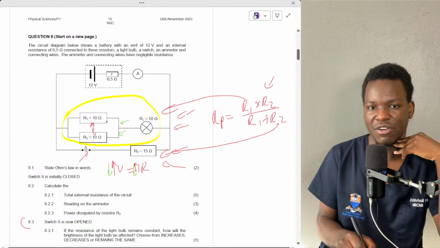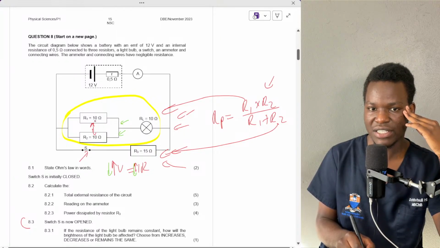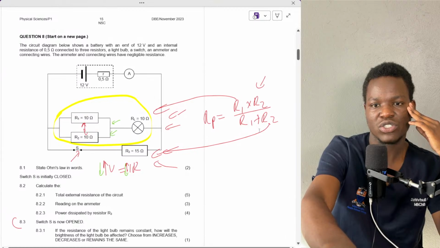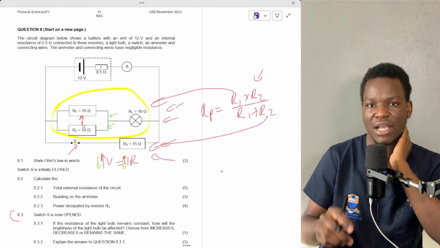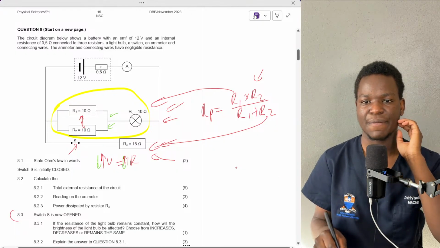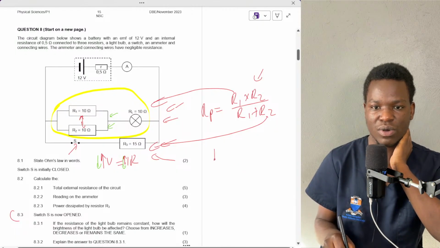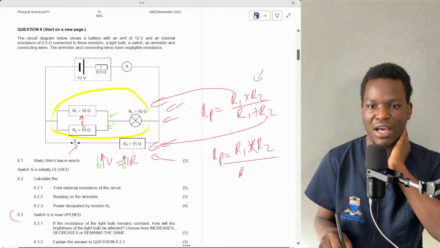First, let's reduce this to one resistor. Let's find the total resistance across this combination. So if you want to find the total resistance across this combination, we'll just move this to the side. Then Rp equals R1 times R2 over R1 plus R2.